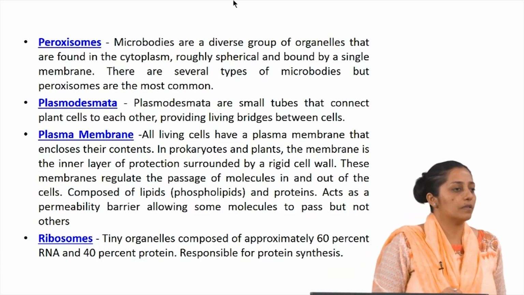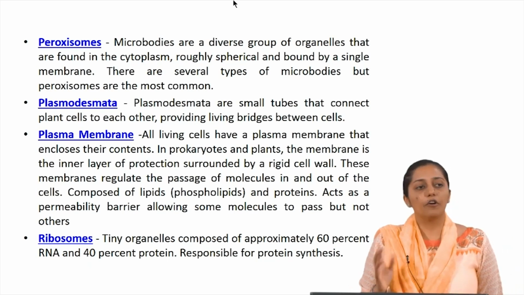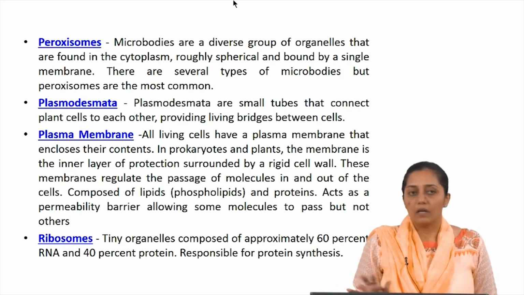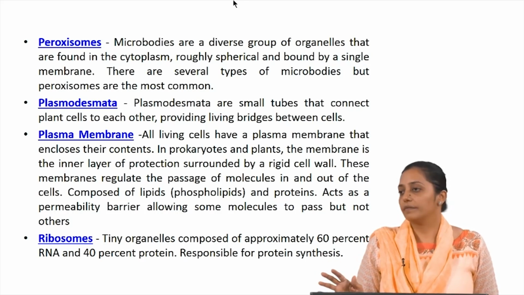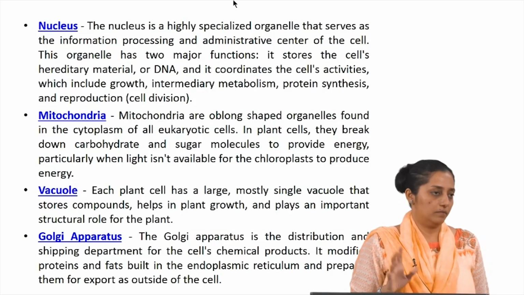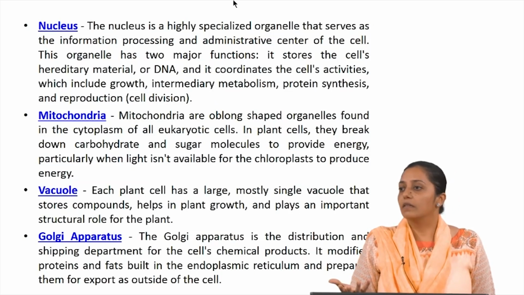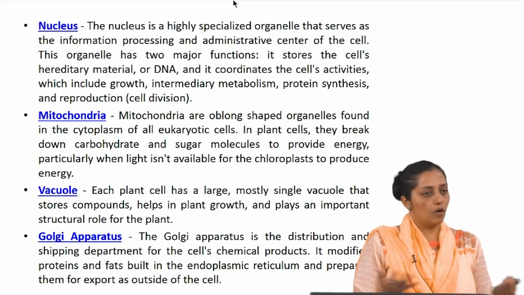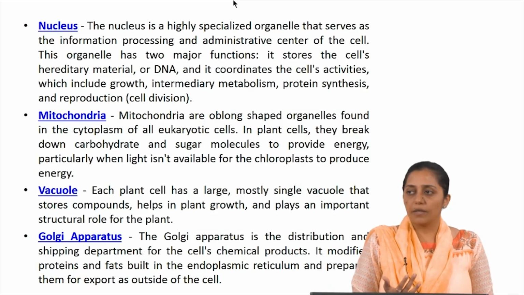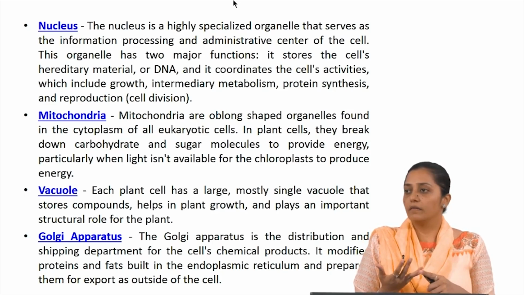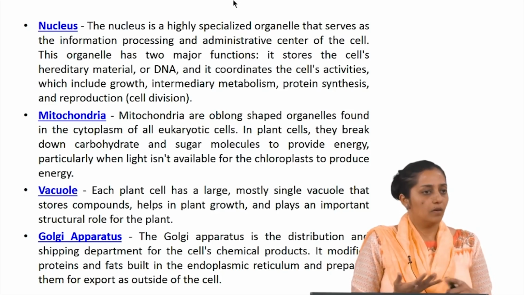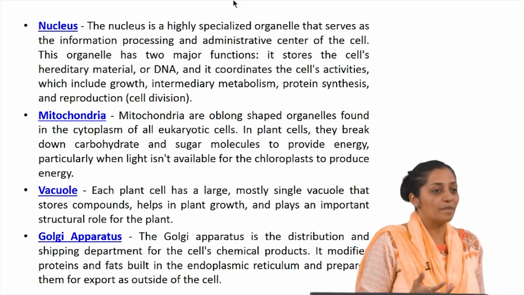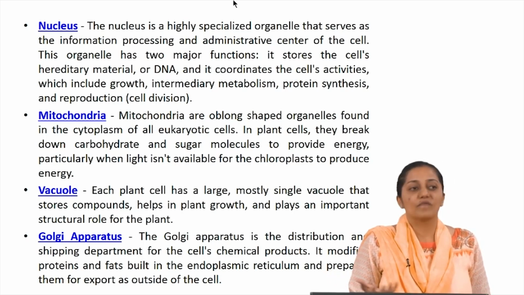Then ribosomes. Ribosomes are the site of protein synthesis. 60% is RNA and 40% is protein. Nucleus, we all know, is a double-layered organelle. It is the brain center of the cell. It regulates all the different functions: cell division, cell metabolism, growth, then protein synthesis. All that is regulated by the nucleus, and what else? Nucleus is the site for genetic material storage.